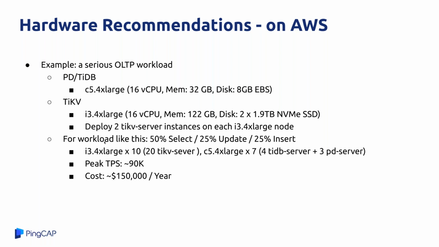So for a workload like this, this cluster will handle a peak TPS of about 90K transactions per second, and the hardware cost is about 150K per year, and it is a reasonable hardware cost for a serious OLTP workload on AWS.